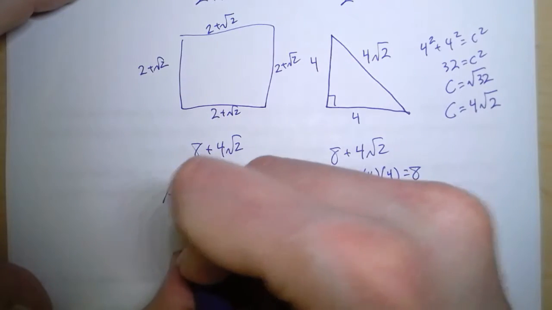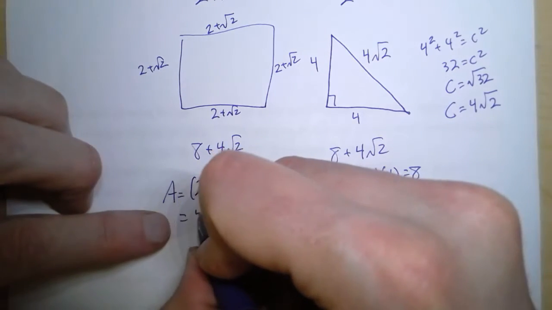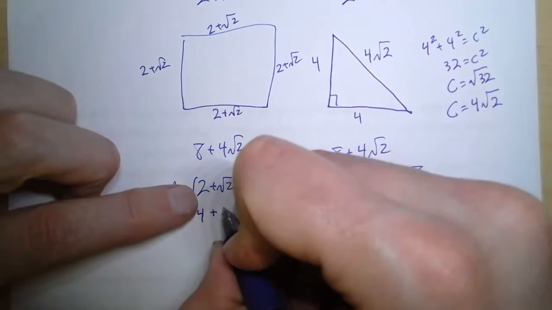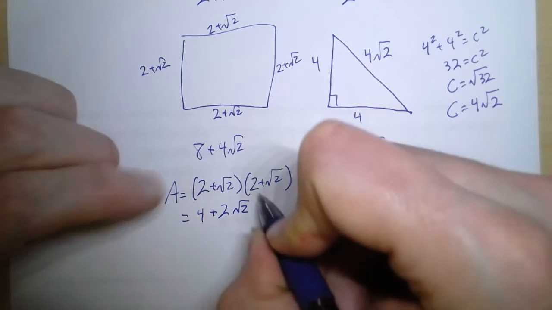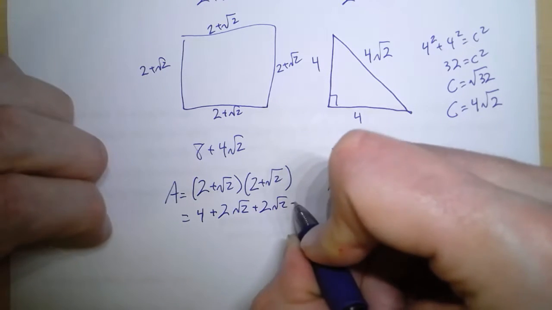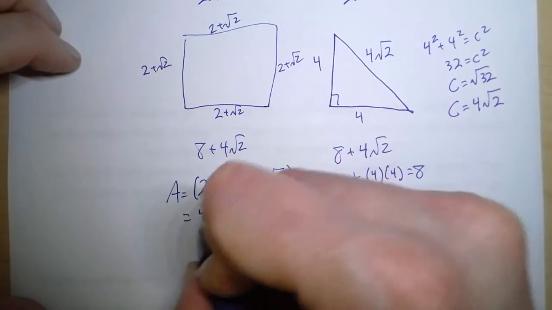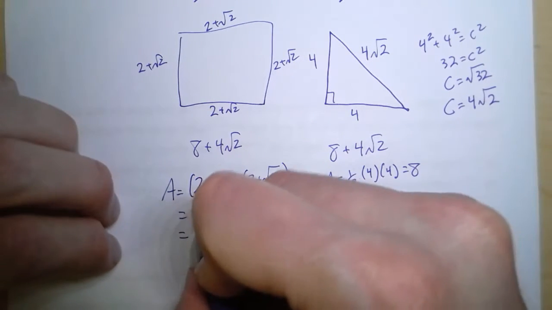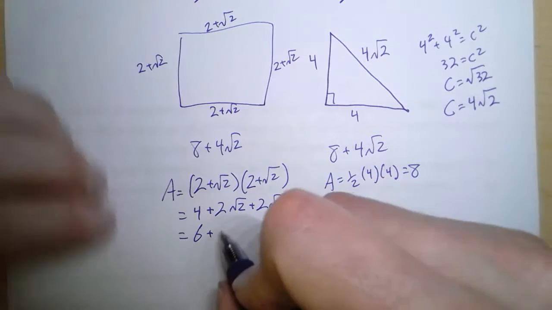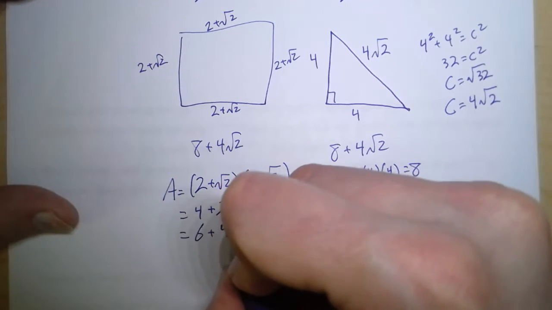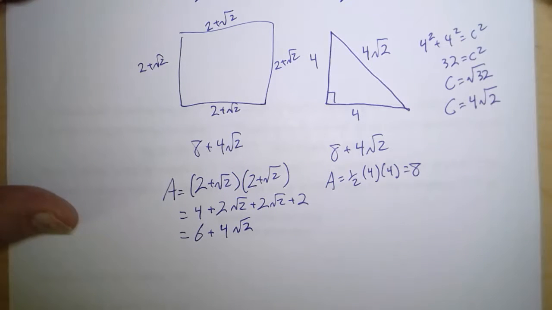All right, so if we expand this out, we get 4 plus, if I multiply these two, we get 2 square root of 2. If I multiply these two, we get 2 square root of 2. If we multiply these, we get 2. So we combine the 4 and the 2 to get 6. We combine 2 radical 2 and 2 radical 2 to get 4 radical 2.